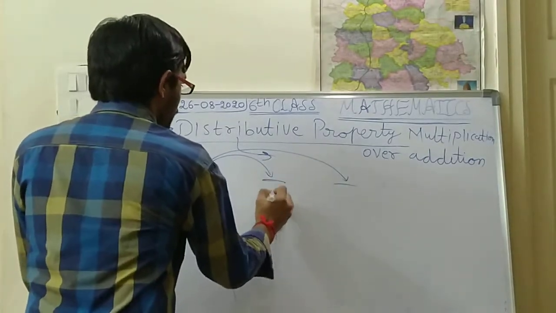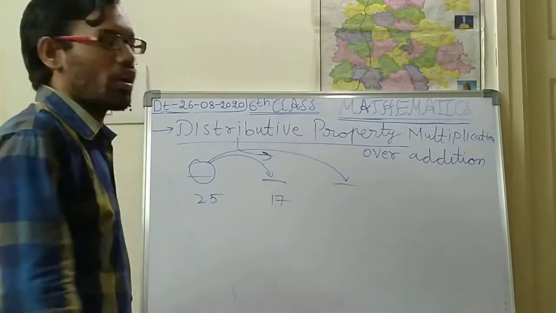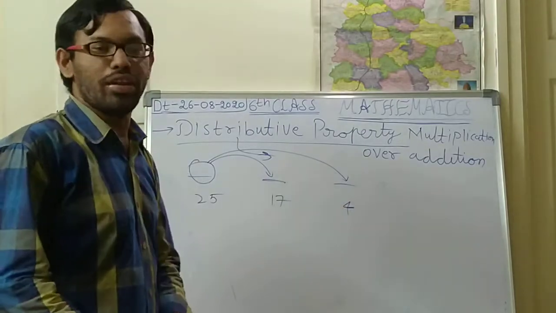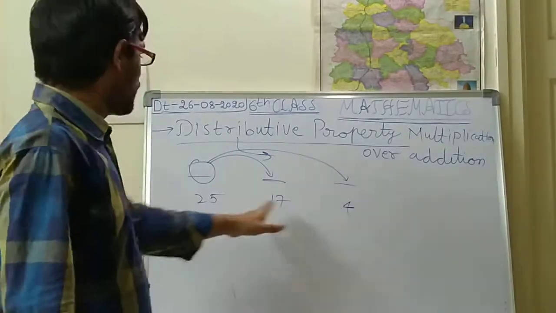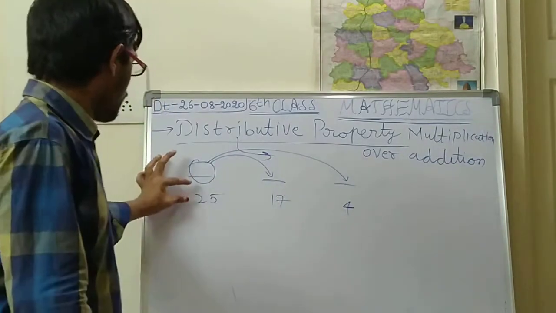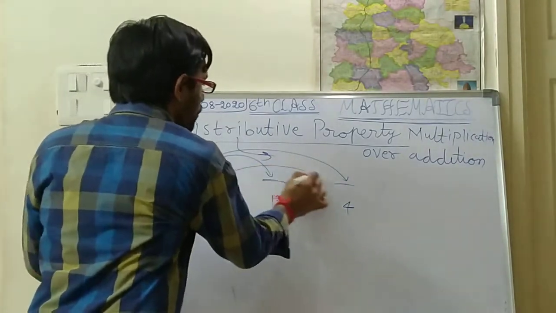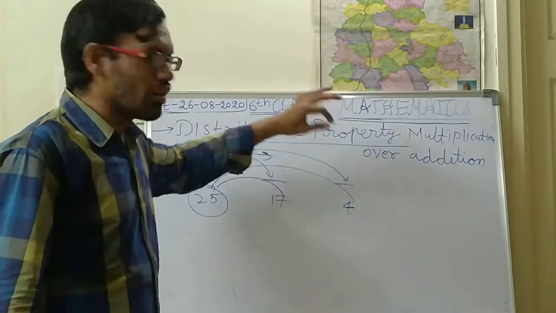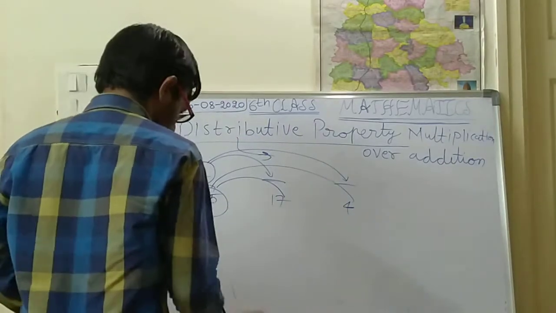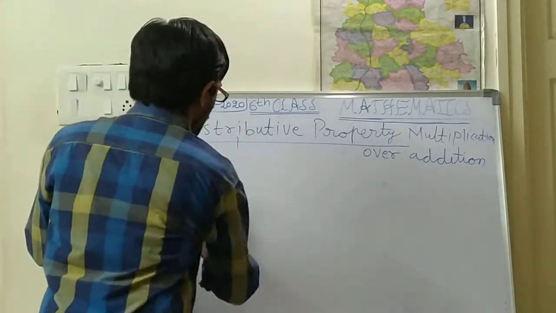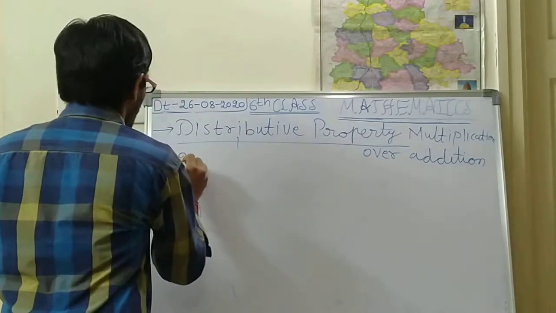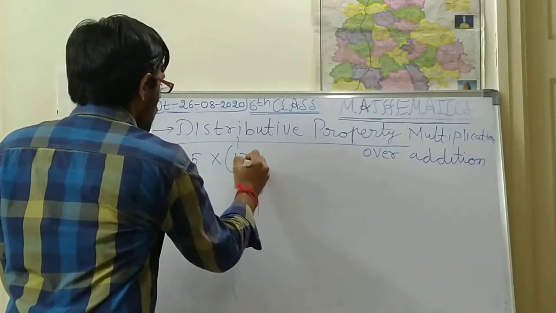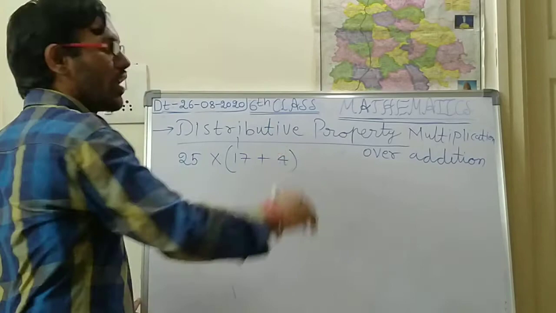Next, 17 I am taking as another whole number, and next 4 as another whole number. So 25, 17, 4, I am taking as three whole numbers. Whatever the first number is, you should distribute it to the two numbers. So 25 you should distribute to the two numbers. You can see here: first, 25 into 17 plus 4.